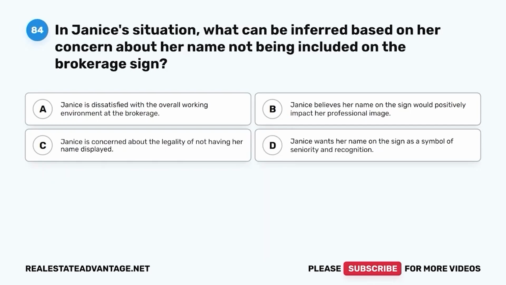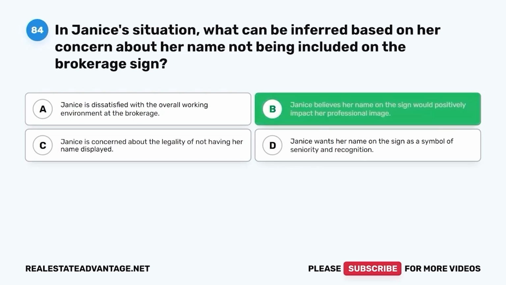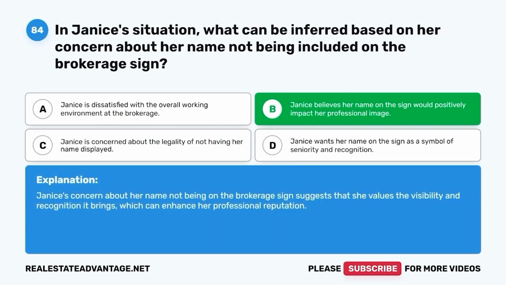Question 84. In Janice's situation, what can be inferred based on her concern about her name not being included on the brokerage sign? A. Janice is dissatisfied with the overall working environment at the brokerage. B. Janice believes her name on the sign would positively impact her professional image. C. Janice is concerned about the legality of not having her name displayed. D. Janice wants her name on the sign as a symbol of seniority and recognition. The correct answer is B. Janice believes her name on the sign would positively impact her professional image. Janice's concern about her name not being on the brokerage sign suggests that she values the visibility and recognition it brings, which can enhance her professional reputation.